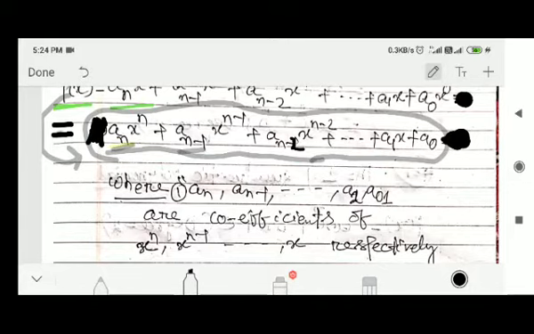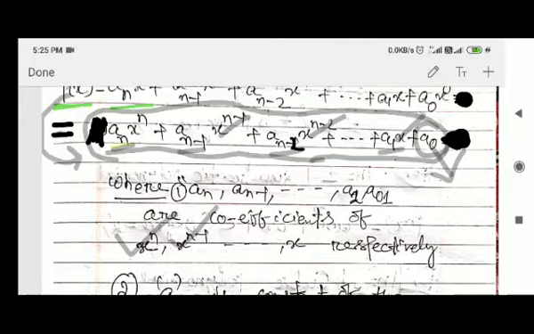In this formula, a_n, a_(n-1), a_(n-2) up to a_1 are the coefficients of x to the power n, x to the power n minus 1, x to the power n minus 2 and up to x. These are the coefficients of the variable x, and a_0 is the constant. Listen carefully, a_0 is the constant. This is the general format or general form of a polynomial.